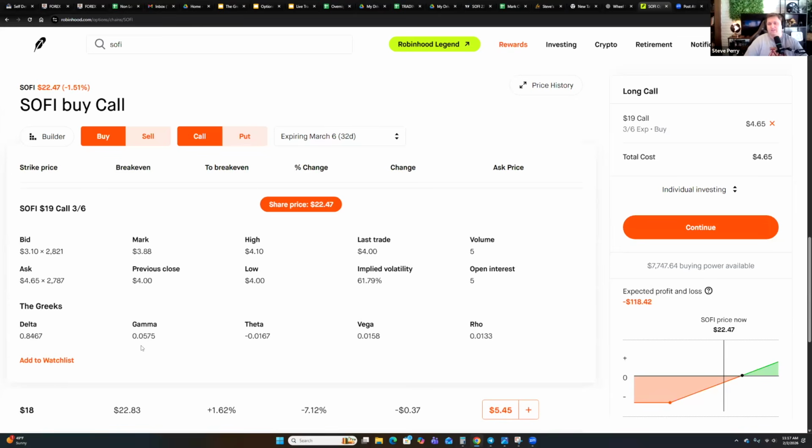Essentially this option is not guaranteed because there is a 15 or 16% chance that it will expire worthless, but there is an 85% chance here that it will be successful. And so that's why it's a more expensive option.